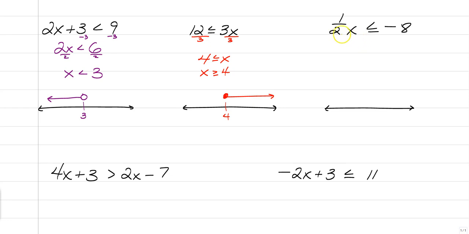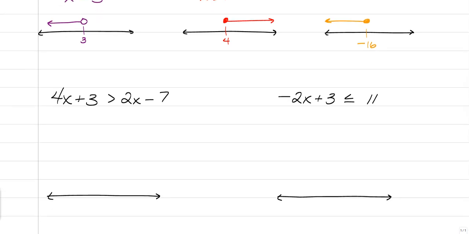For the next one, 1/2 x, to get rid of a half, you just have to multiply by a reciprocal, or anytime you're getting rid of a fraction. So x is less than or equal to negative 16. So you have your negative 16. Less than or equal to means you have a filled in circle, and you are going to the left, where x is less.